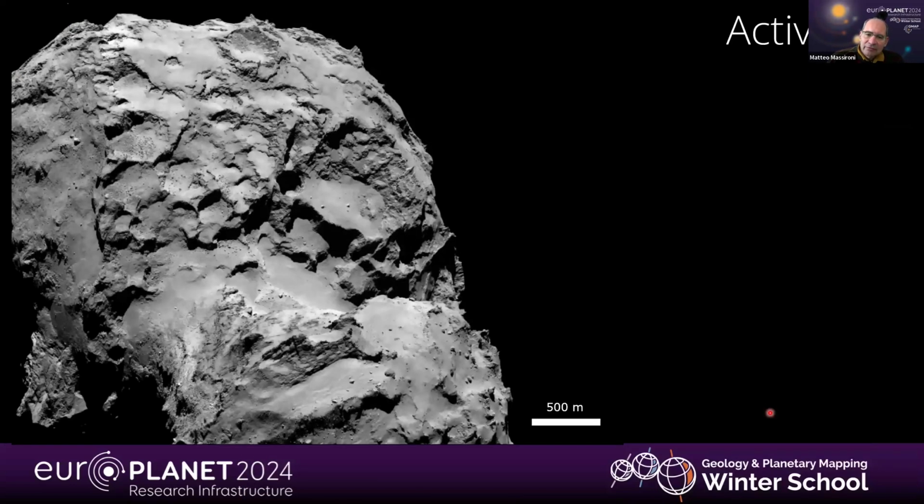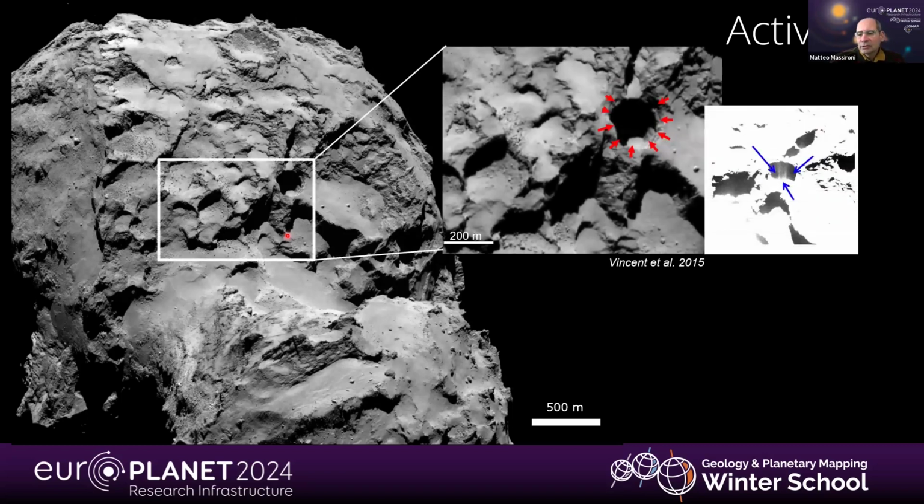We have even some other focused events of sublimation in some places. And if you see here the big lobe, you see different circular features. And among these circular features, we see an example here which looks really like a pit. It's a pit of 100 meters of diameter and more or less the same of depth. And if you work a little bit on the images, you see that you have focused sublimation again inside the pit itself.